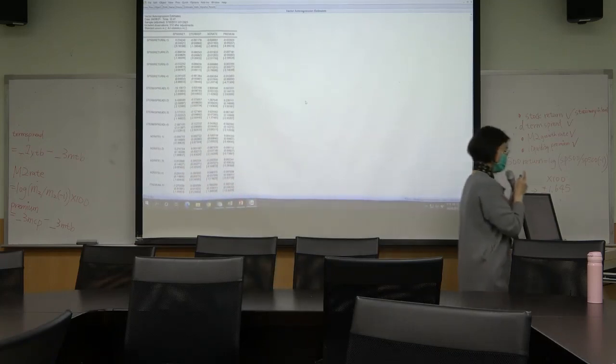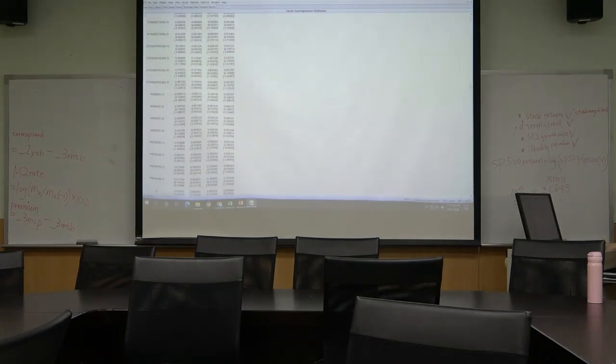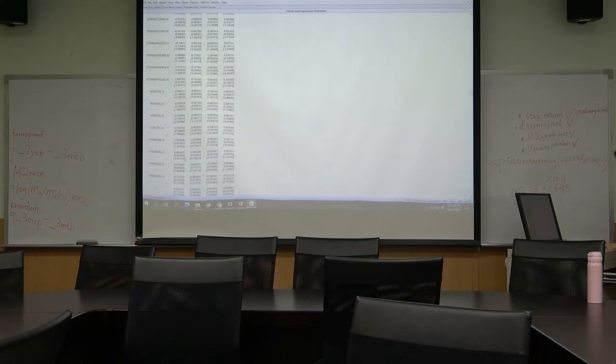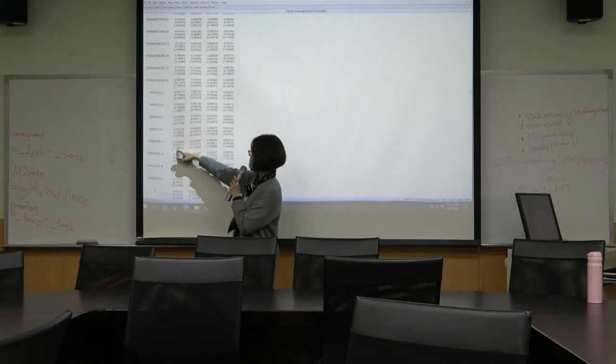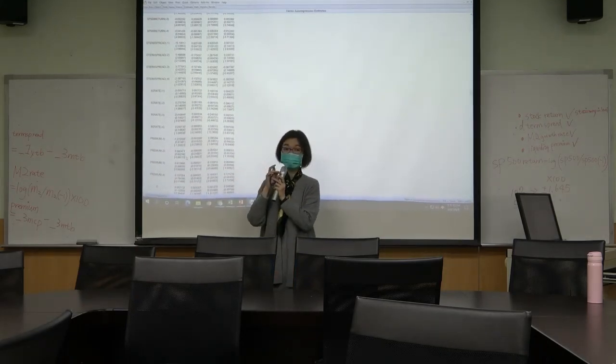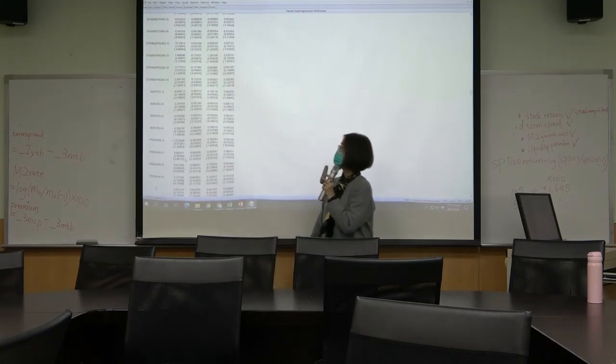Okay, let's see the last factor, liquidity premium. Are they significant according to the test statistic reported in the bracket? None of them. None of them are significant.